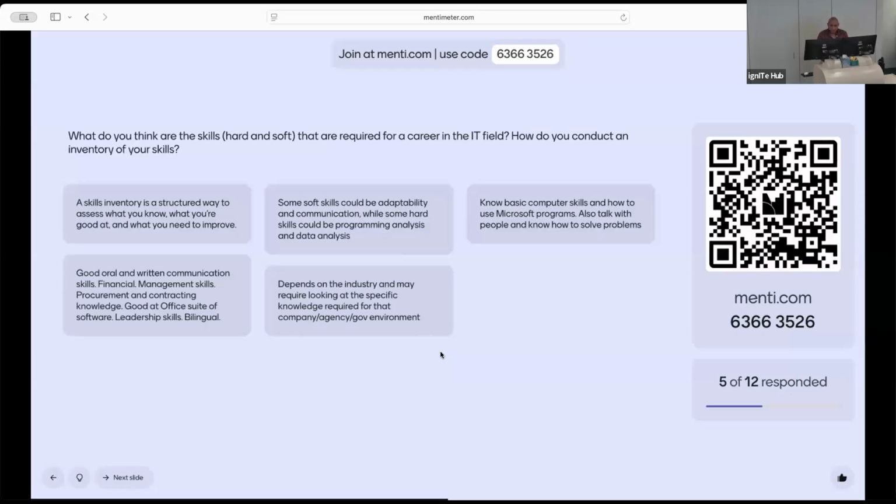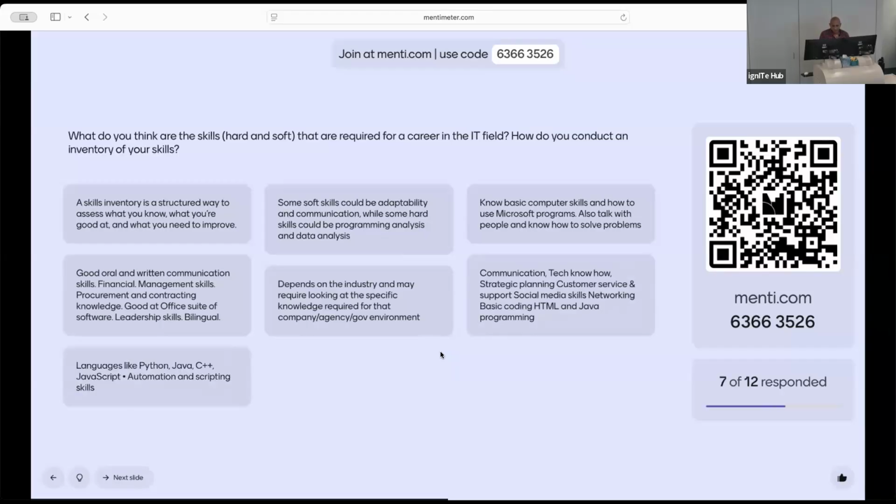Good oral and written communication skills, financial management skills, yes, believe it or not. Procurement and contracting knowledge, good at Office Suite and software, yes, we talked about that. Leadership skills, huge. Bilingual, very, very good. Leadership skills, we're going to talk about that, because the real money in IT, believe it or not, is when you get into management. It depends on the industry. It might require looking at specific knowledge required for what company, agency, government, environment. Very good. Communication, strategic planning, yes. Customer service and support, social media skills, yes.